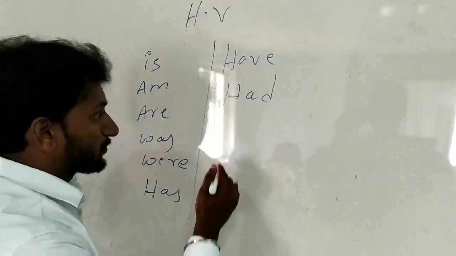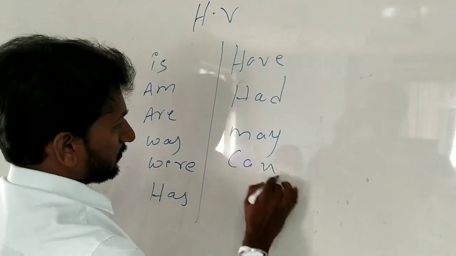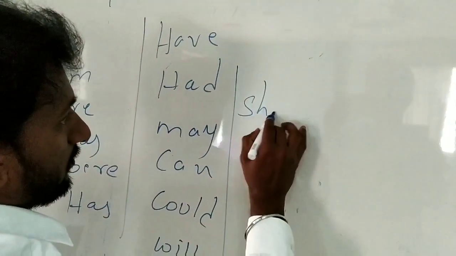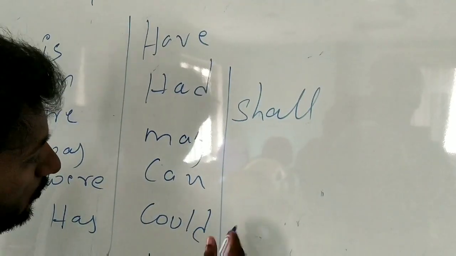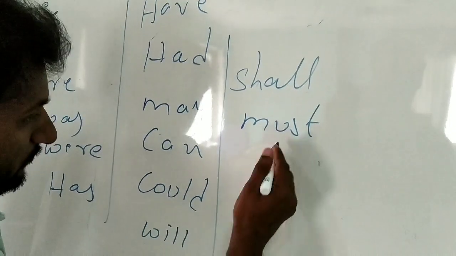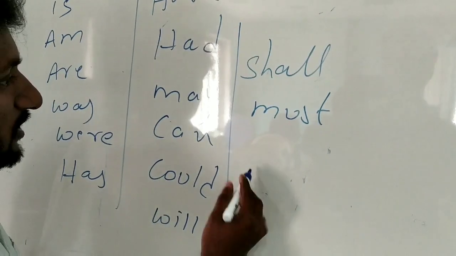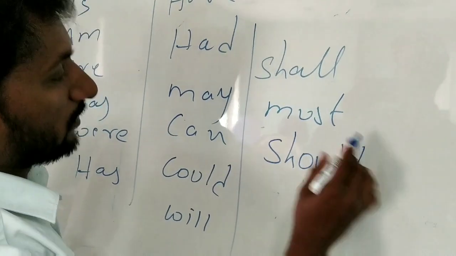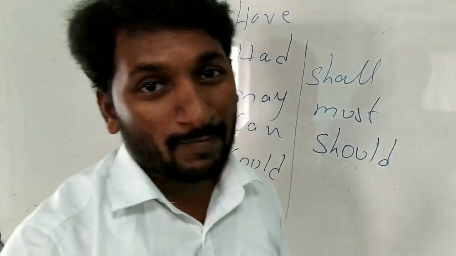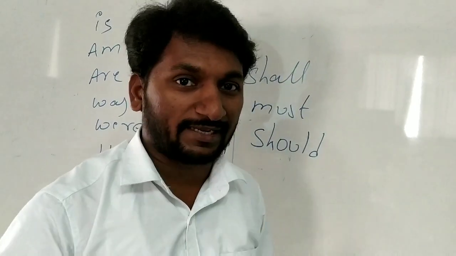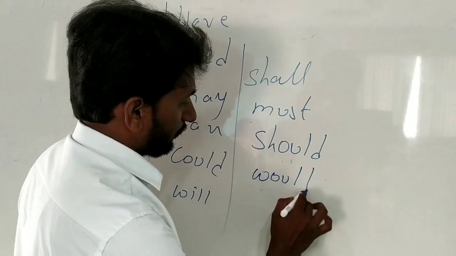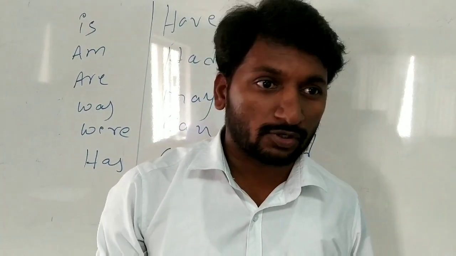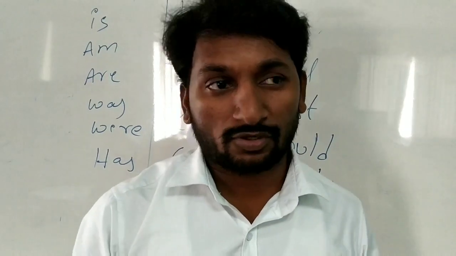The modal auxiliary verbs are may, can, could, will, shall, okay, and any other modal auxiliary verbs like must, and should, yeah. And there are some past modal auxiliary verbs like might, would, could, like that, okay, fine. And dare, we can use sometimes. Dare is also used as a modal auxiliary verb, and need is also used as a modal auxiliary verb.